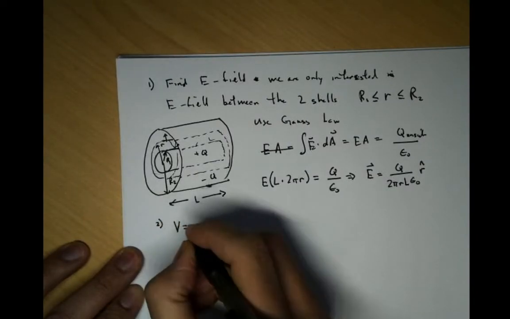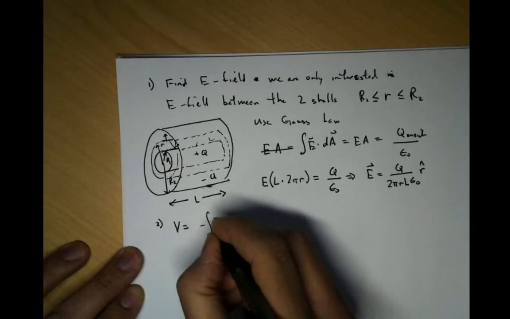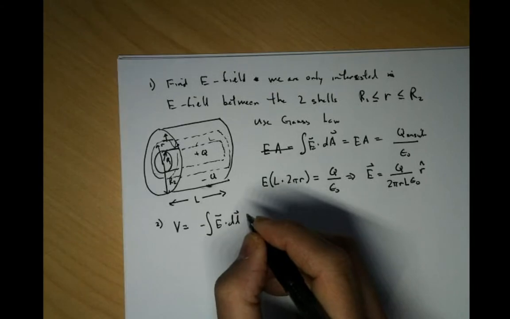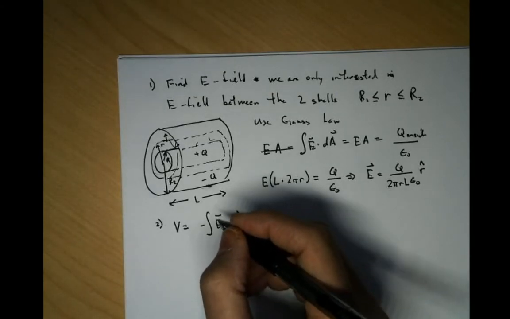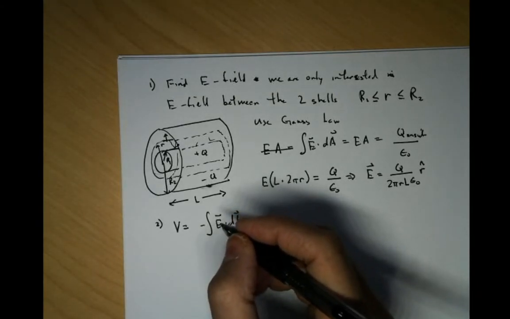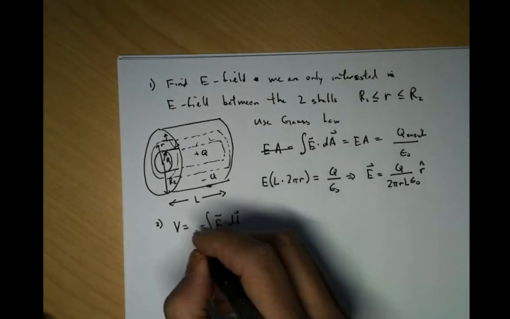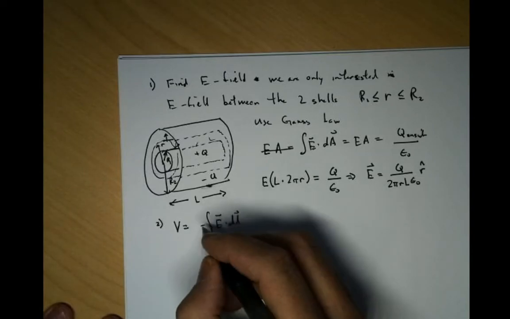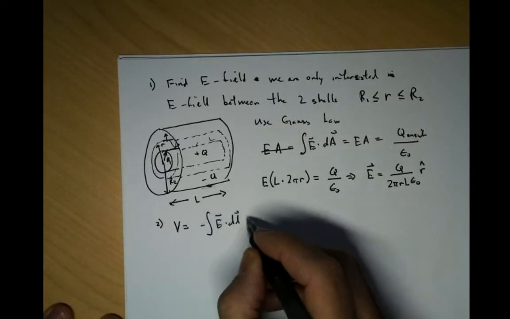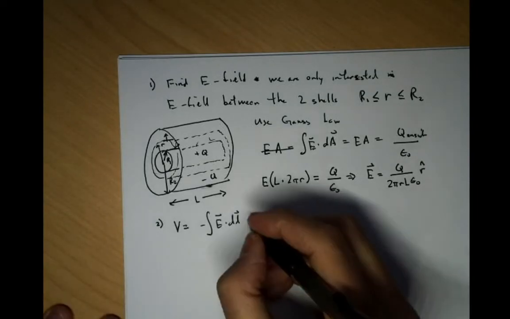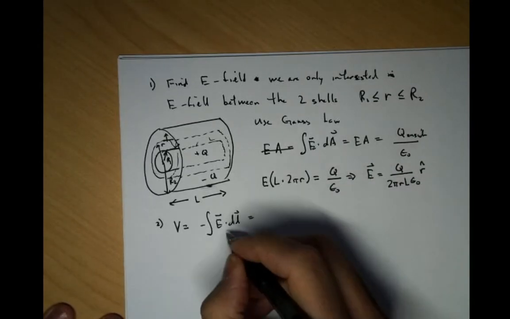V is equal to the integral of minus E dot dl. Whatever sign I have here, this is the correct way of defining the potential difference. But ultimately, I care about the positive value. I don't care necessarily about the sign of this thing. Okay, let's figure it out.